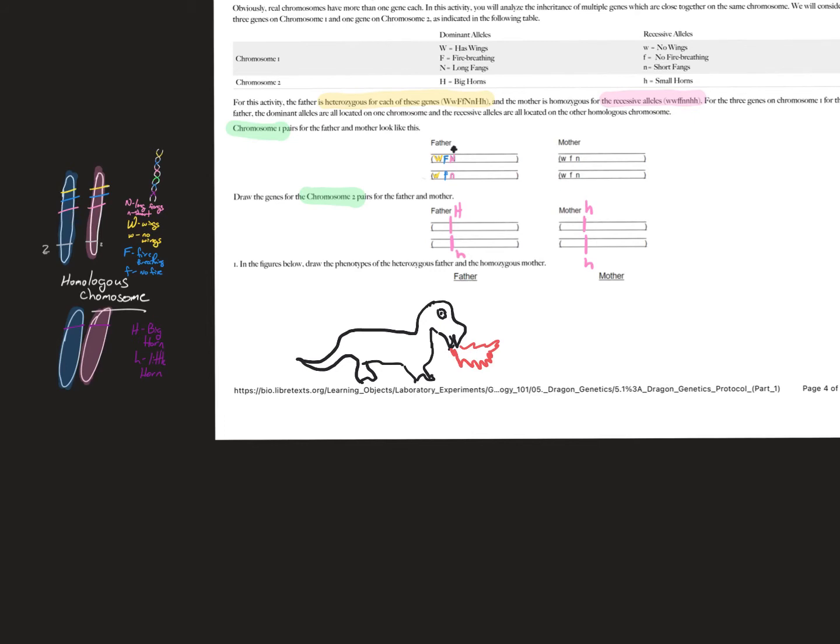And so in this case, he has a big horn because he has one big H, so he has a big horn. And he does have wings.